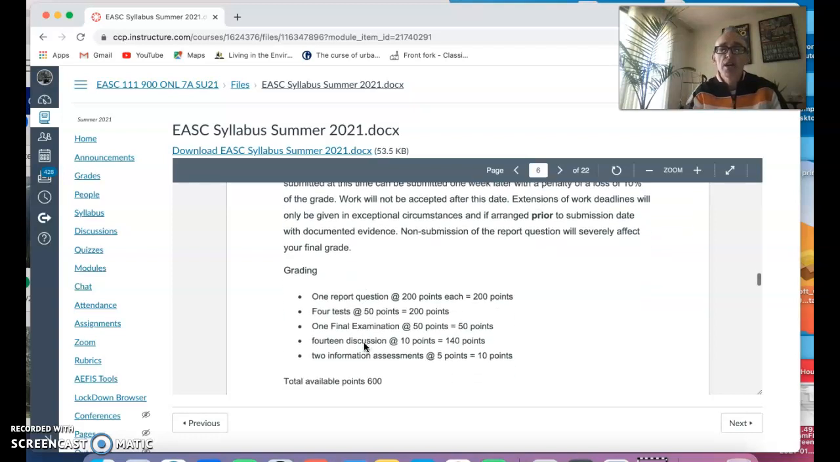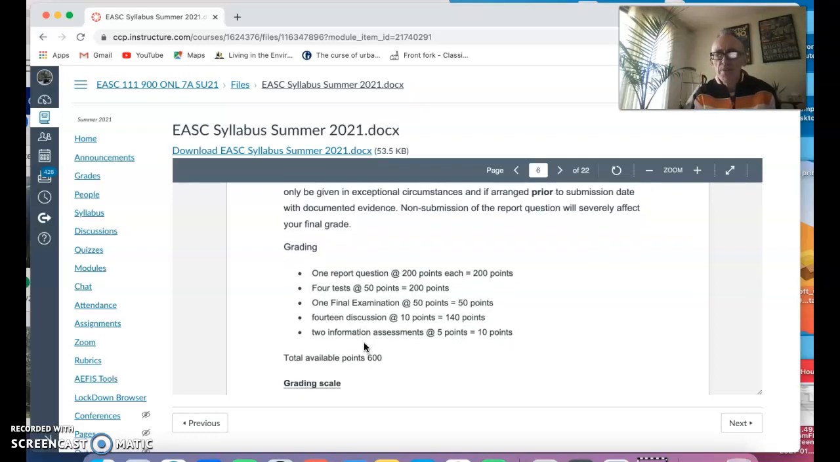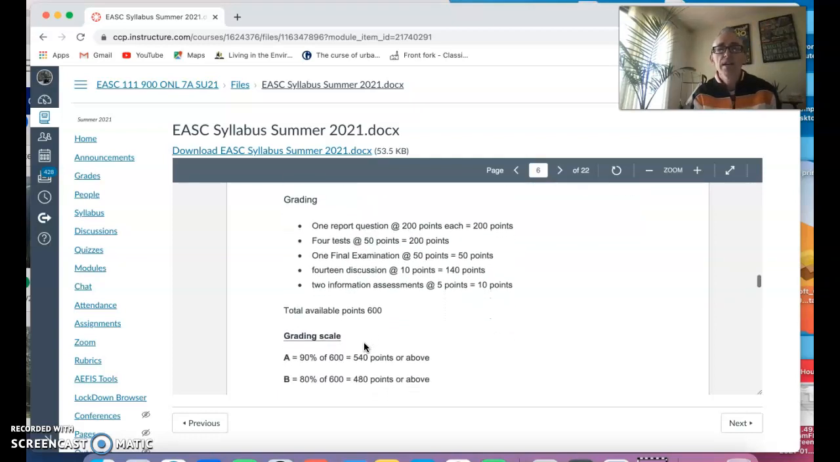So, how my course is graded. You have 1 report question, and that's worth 200 points. So it's significant. There are 4 tests, 50 points each, just to see that you've achieved and understood various topics. There's a final exam, which is 50 points. And then there are these smaller discussion questions, and they are 10 points each. It seems like a lot, but you'll get through it. Don't worry. Grading scale.